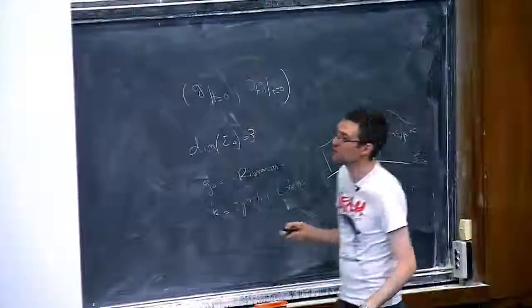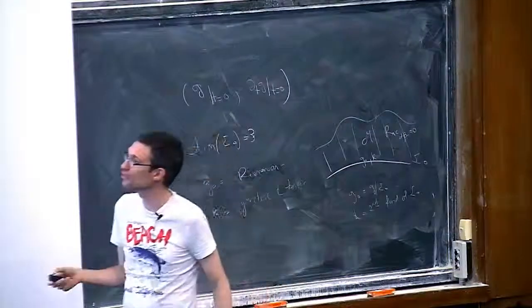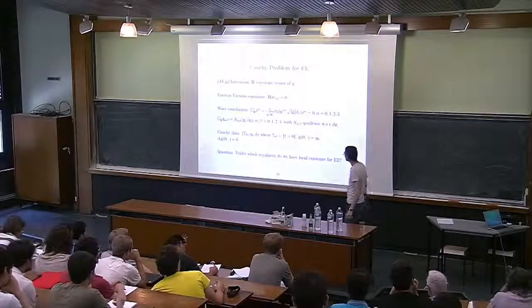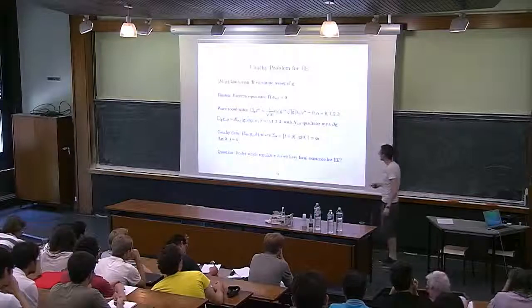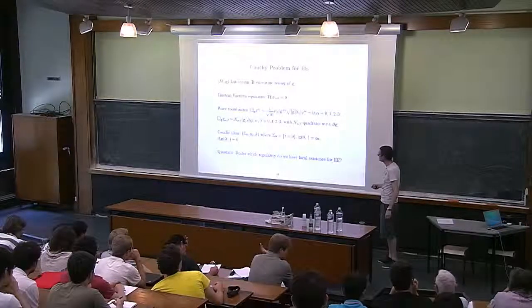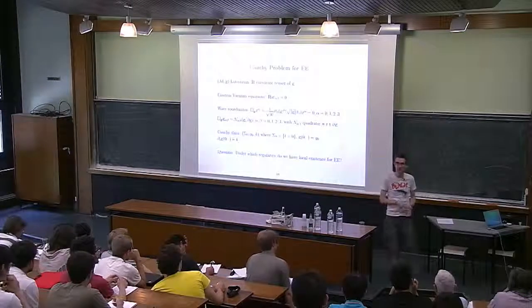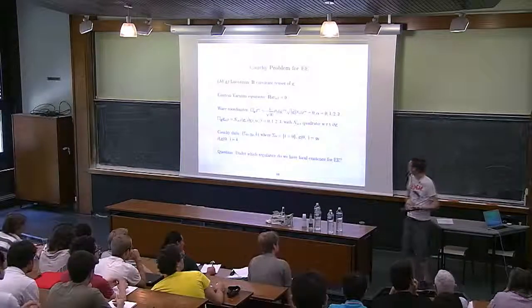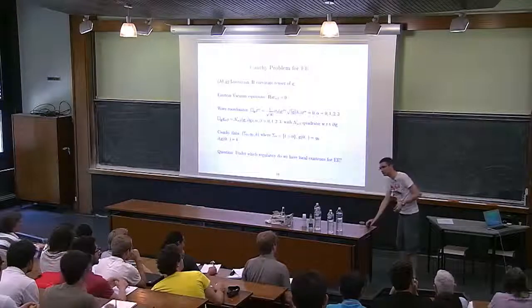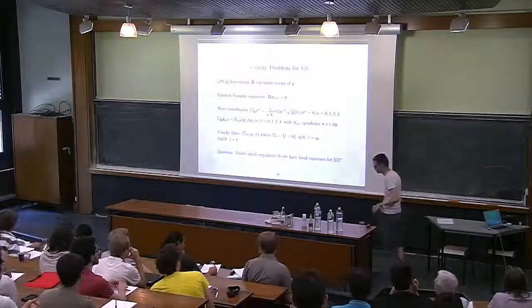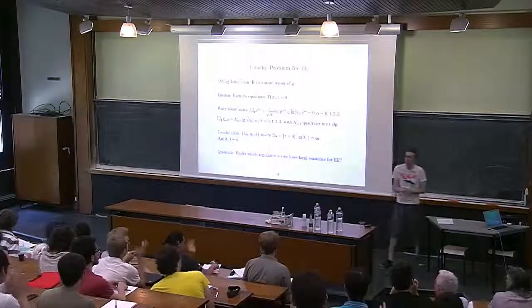And as we can see in wave coordinates, this turns out to be an evolution problem. Okay, and the question we'll ask this afternoon is, under which regularity do we have local existence for the Einstein equation? And of course, what we'll see is that we can go all the way to curvature in L2. So this afternoon, we'll actually deal with this.